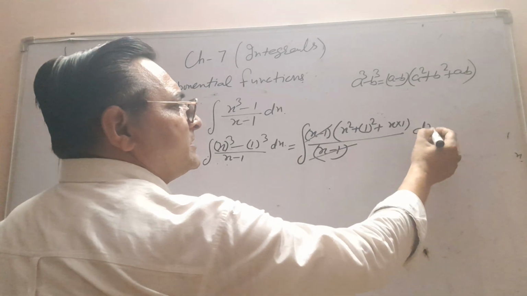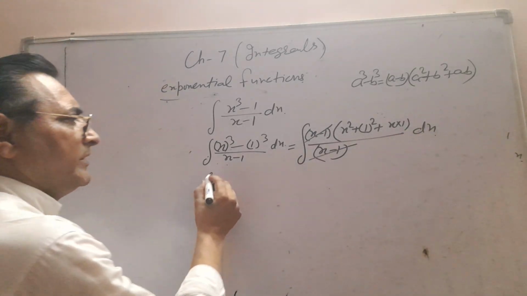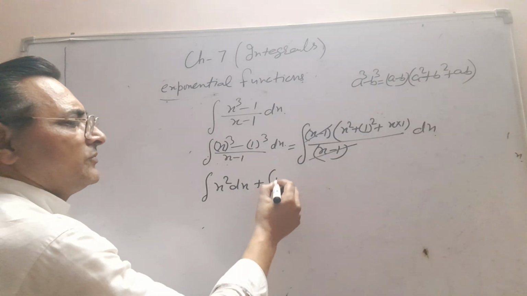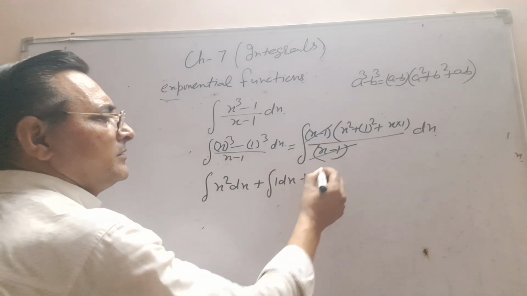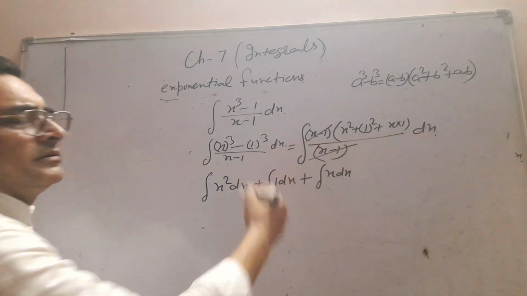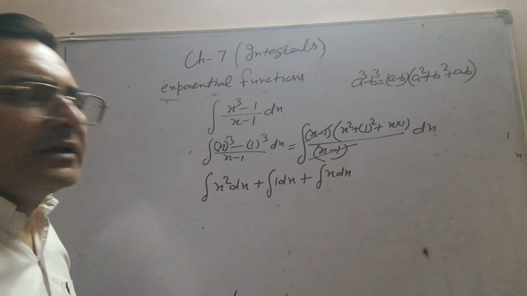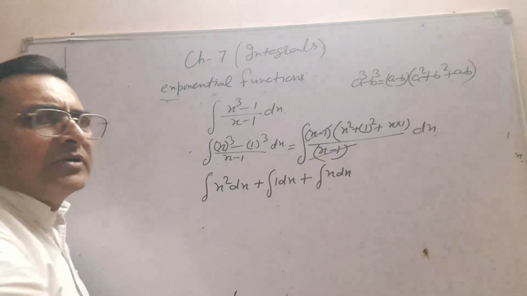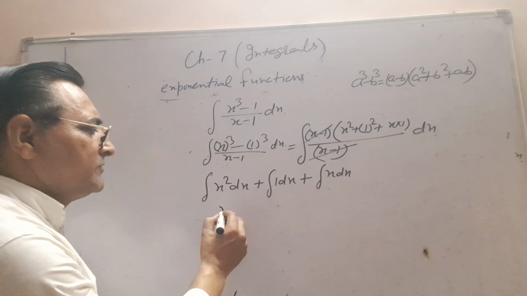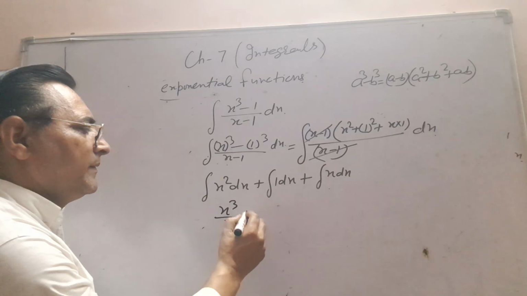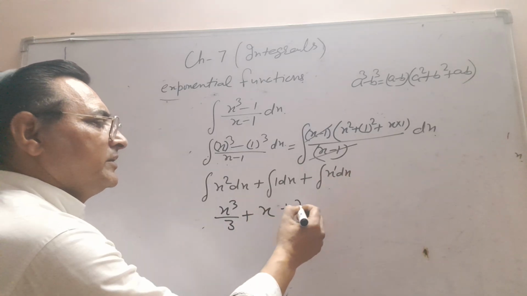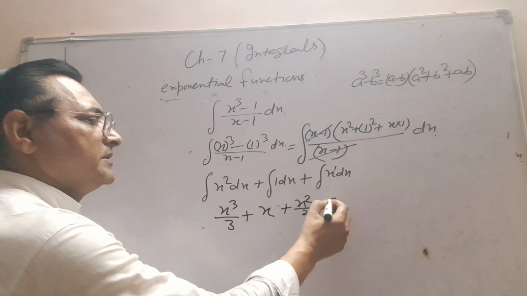Now separate these three terms. So it will be x square into dx plus 1 into dx plus x into dx. All these three terms you can separate. Now these are in the form of x power n. You can simply integrate this. This will be x cube by 3. Integration of dx is x always. Its power is 1, so it will be x square by 2 plus c.